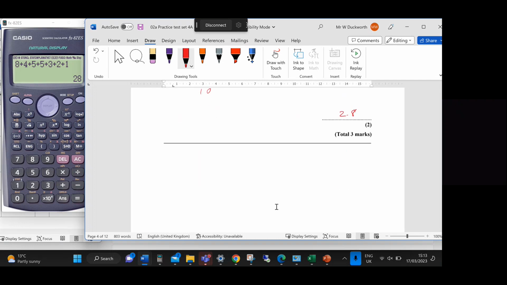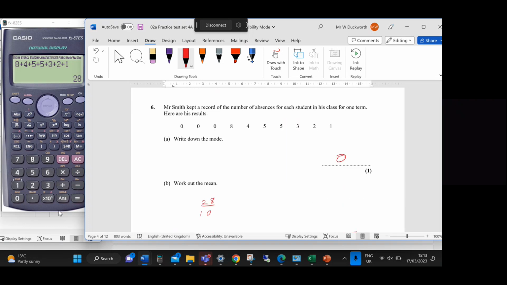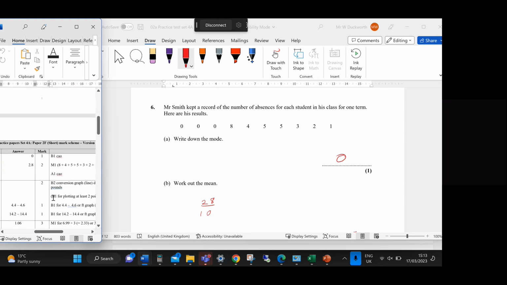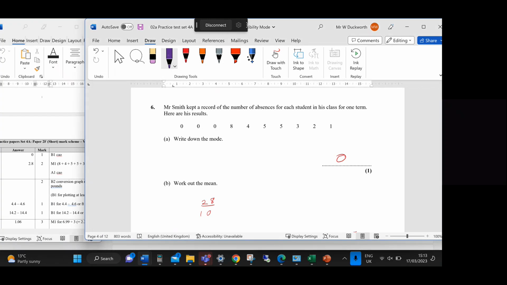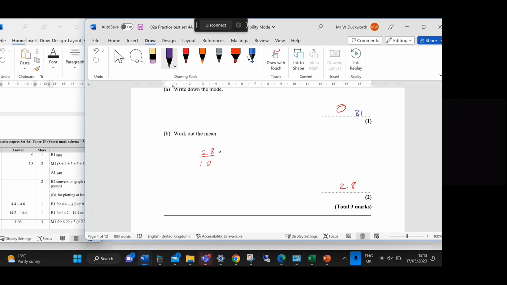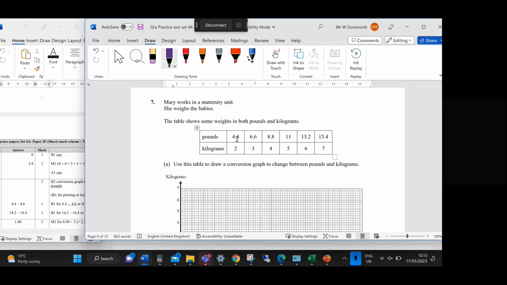Right, is that it for that page? It is. So let's have a look at the mark scheme. So the mark scheme said, there we go, mode is 0. So B1 for correct answer. And then we've got the second one, the sum of adding them up. So M1 and A1 for 2.8. Right, question 7.